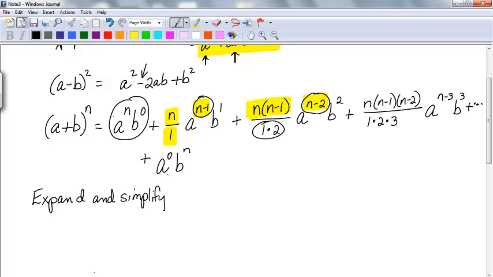This is the binomial theorem. Yep. Okay. Using the binomial theorem. There's actually more to the theorem. That's basically just the formula for it.